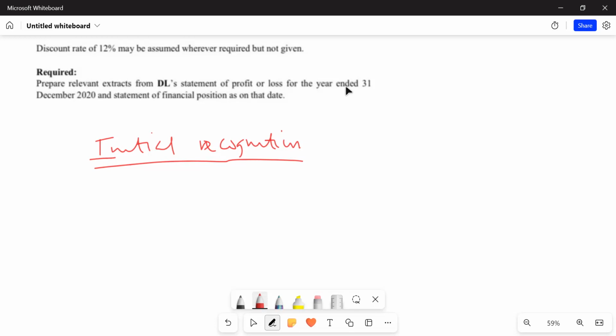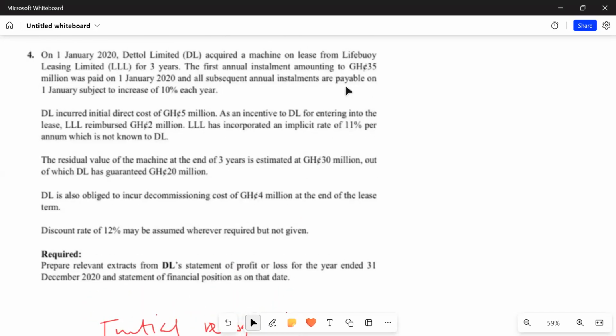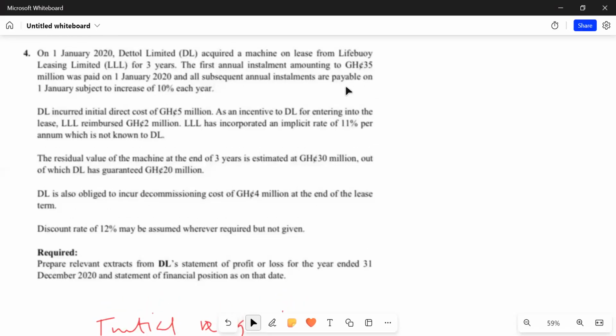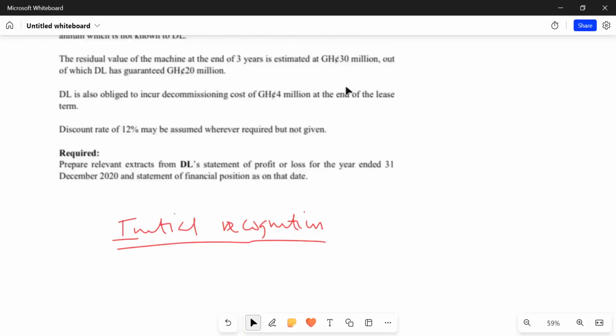So let's come to the question. You can see that we are paying 35 million at the beginning of every year. So it means that at the date of the agreement, we have already paid the 35 million. So we are not owing them any amount for this particular year. But we are going to pay 35 million for the remaining 2 years. So those are the amounts that we are yet to pay. The first year, which is 2020, we are paying 35 million. 2021, how much are we going to pay based on what the question is saying?